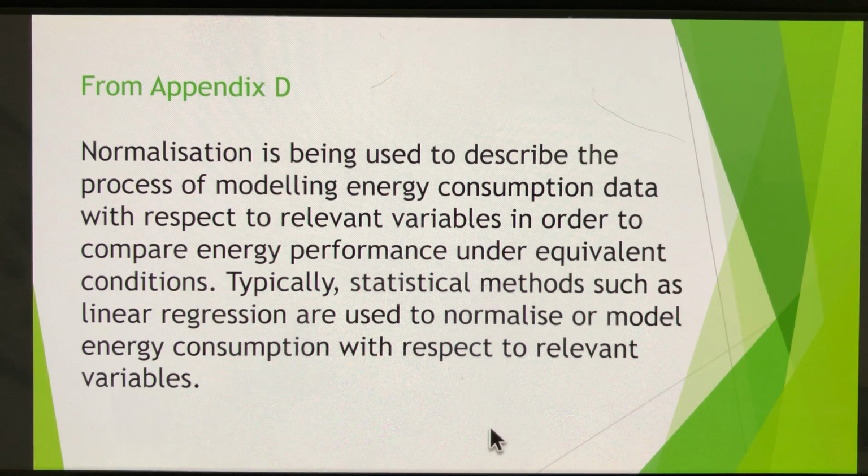There's a number of appendices with lots of good practical examples. Appendix D deals with normalisation. Just to recap, the process of modelling energy consumption with respect to relevant variables in order to compare under equivalent conditions. It says typically statistical methods such as linear regression are used to normalise or model energy consumption with respect to relevant variables. So that sounds a bit heavy going. Modelling energy consumption just means identifying a relationship, as in a mathematical relationship. So you're looking for a mathematical model, energy use changes by 10% relative to whatever the variable is. So, y equals 0.2x or something like that is what we're talking about there at the simple end of the range.